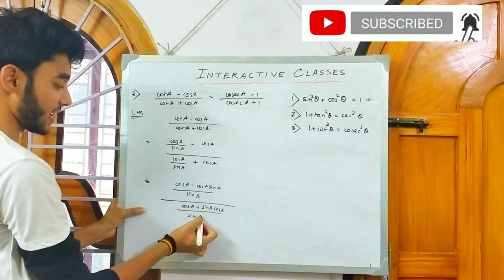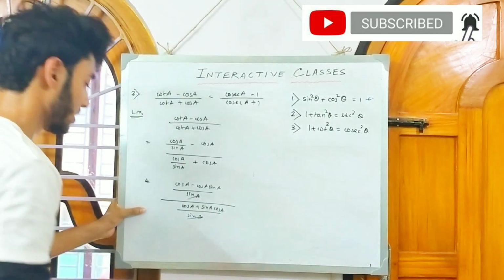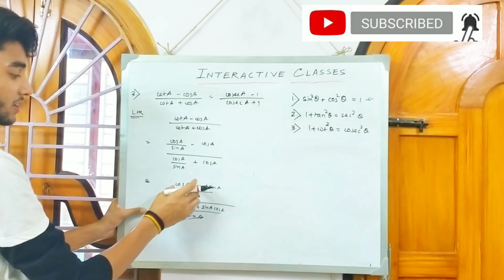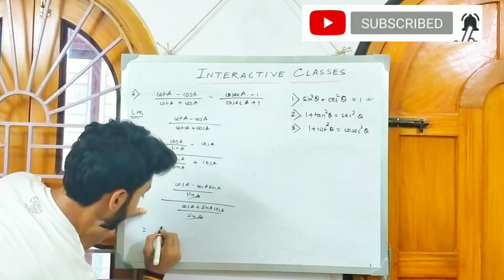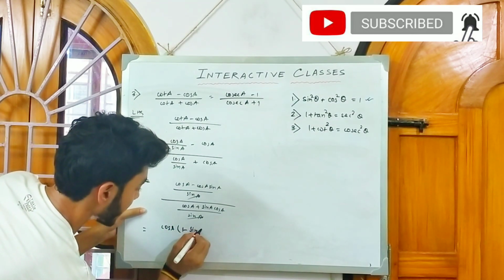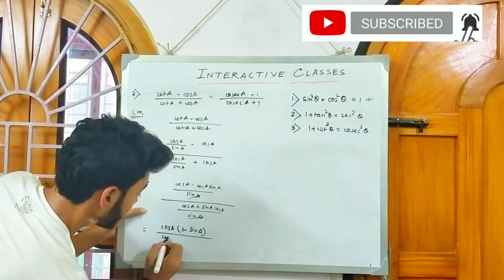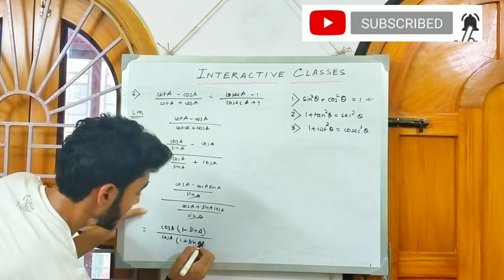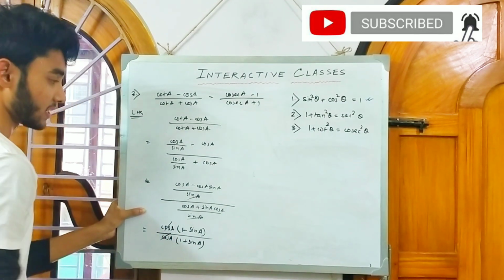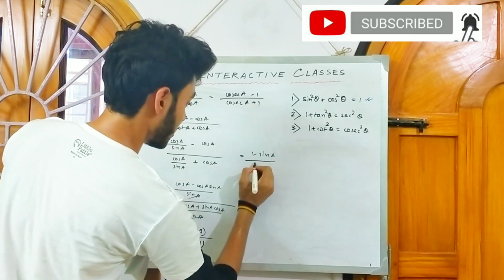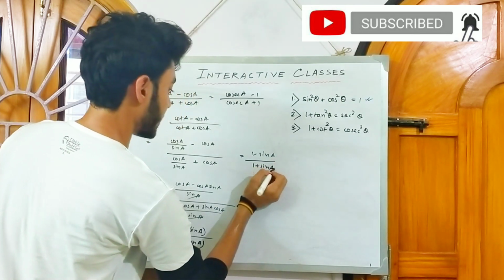Now sin A and sin A get cancelled, and in cos A minus cos A sin A, cos A can be taken common and we can write it as cos A (1 minus sin A). Similarly here also we take common cos A and write it as 1 plus sin A, and cos A gets cancelled and we can write (1 minus sin A) by (1 plus sin A).